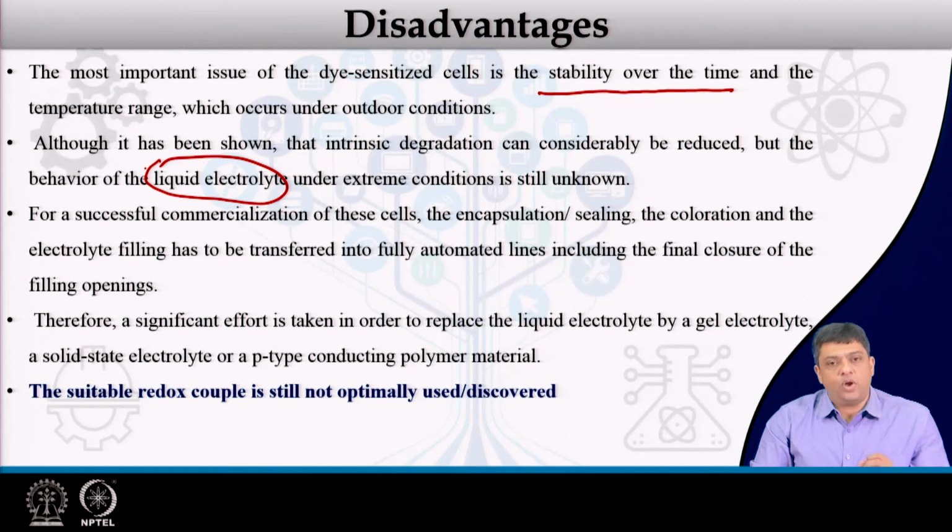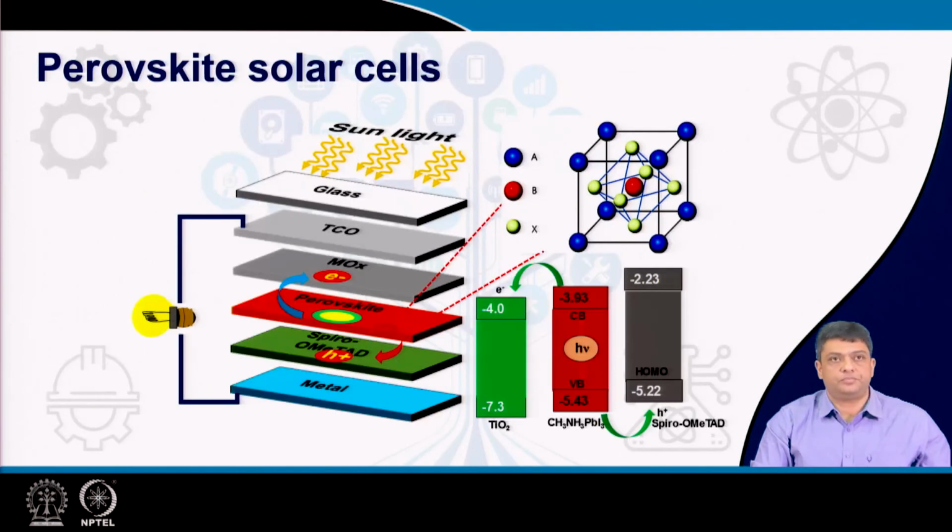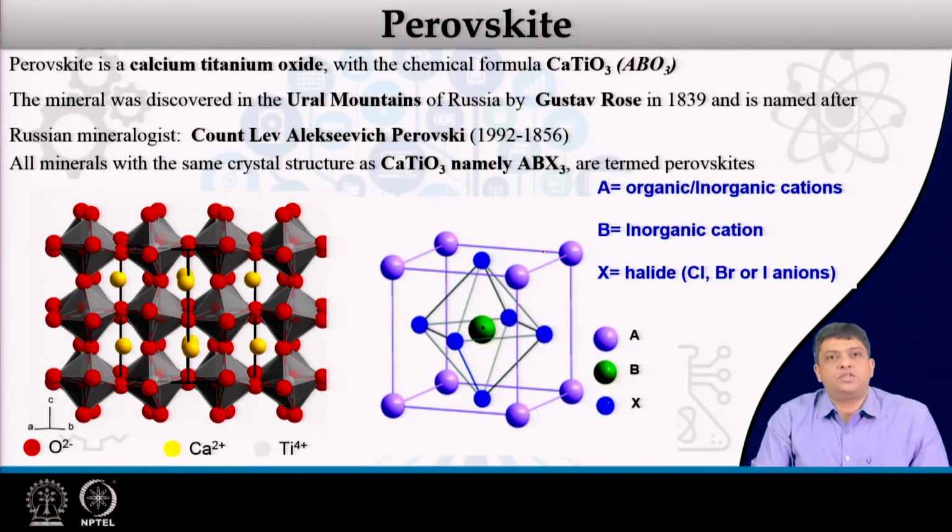Still, you have to standardize processes by which you can actually make fully automated lines to obtain the cells. So, a lot of work still needs to be performed before DSSCs become a reality. Similarly, we have the discovery of perovskite based solar cells. And what are these solar cells? These perovskite solar cells are the ones which use materials which have a perovskite structure.